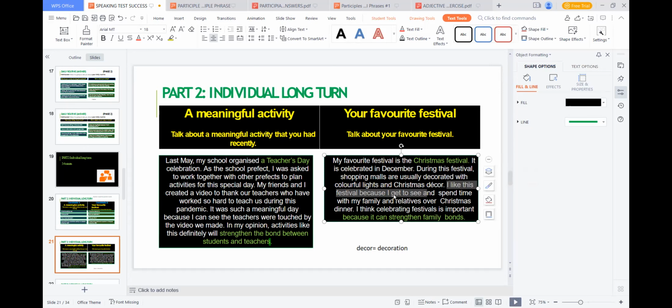First he said that because I get to see, that means he actually enjoys going to the shopping mall to look at those Christmas decor and colorful lights, and also time spent with the relatives. Okay, and relatives, why? I like this festival because I get to see and spend time with my family and relatives over Christmas dinner. All right, and then the last part.